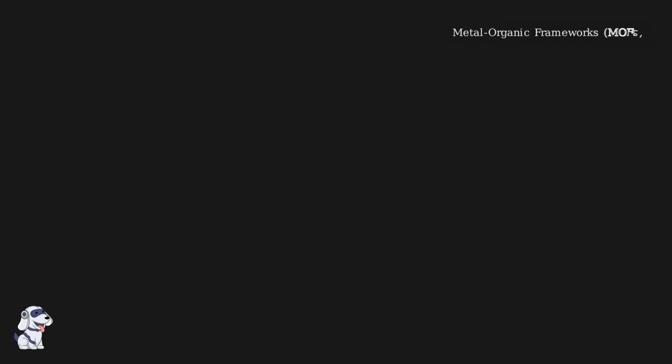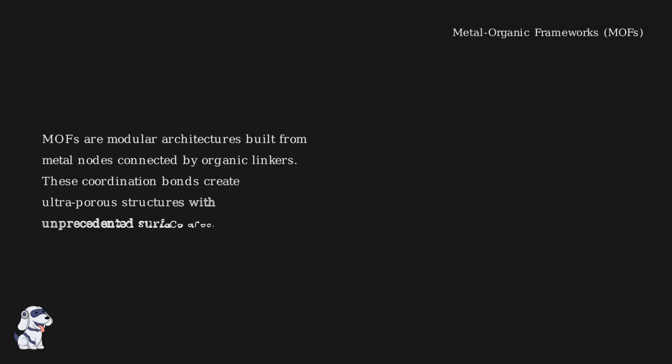Metal-organic frameworks, or MOFs, are advanced modular architectures constructed by linking metal nodes with organic molecules. These highly tunable coordination bonds produce ultra-porous crystalline materials with immense internal surface area. By alternating metal nodes with rigid organic linkers, we create a stable, repeating lattice. This modularity allows us to engineer the pore size and chemical environment within the framework.